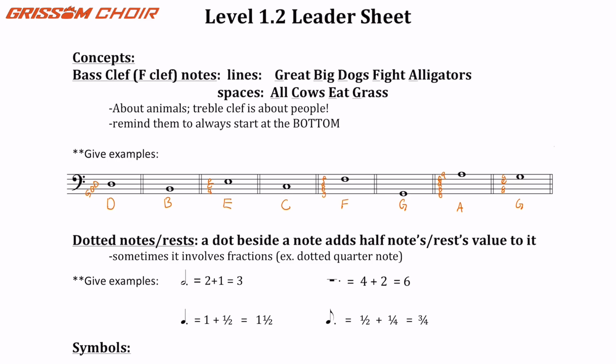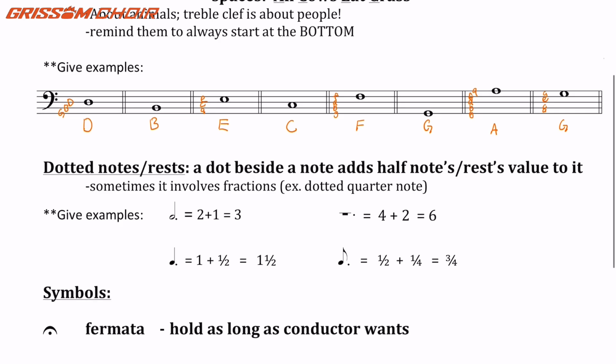Going on to our dotted notes and our dotted rests. A dotted note and a dotted rest will add half of the note's value back to it. So the dot to the right-hand side of the note or the rest will add half of that note's or half of that rest's value back to it. Sometimes it does involve a fraction, and we'll talk about that in just a minute.